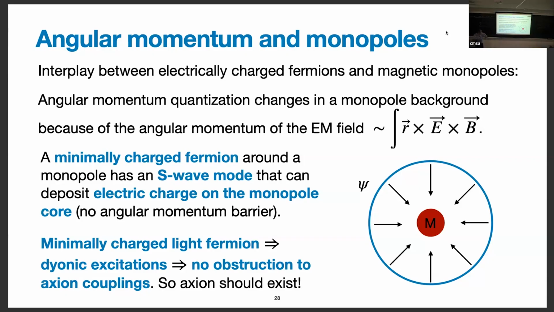And there's no obstruction to that. There's no angular momentum barrier. And so all the theories with minimally charged fermions kind of automatically have this Dion mode, because there is this way to deposit charge in the core. There's no obstruction to it. And I'm suggesting that that means that there's also no obstruction to axion couplings, and so these theories actually need to have an axion. And the standard model is of this type.